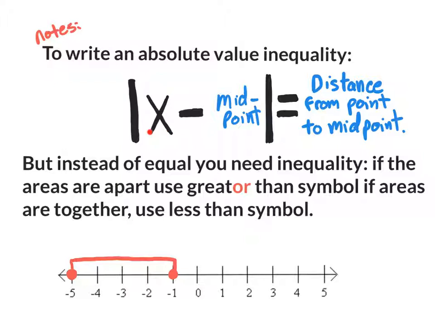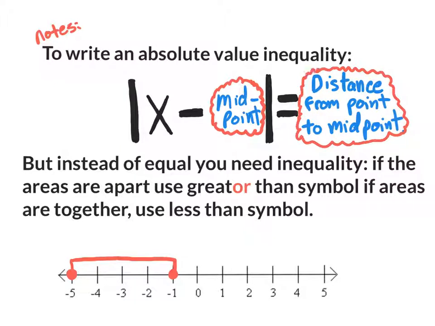Write down an x, write down a minus, and then right here, this is where you're going to have a number. But this number is actually going to represent the midpoint of your two locations, all right? And then you have an equal sign, and out here you're going to have another number, and that other number is going to represent the distance from any point to the midpoint. I know that sounds really weird, but this is the format for creating any absolute value equation when they give you the two points, okay?